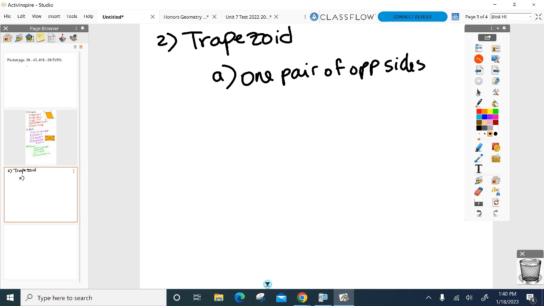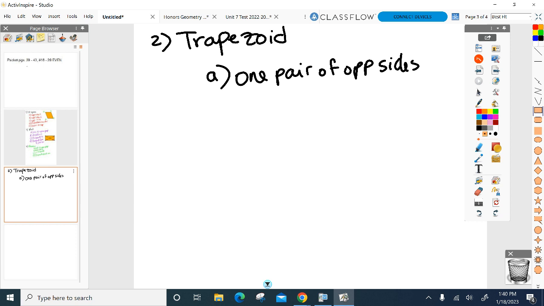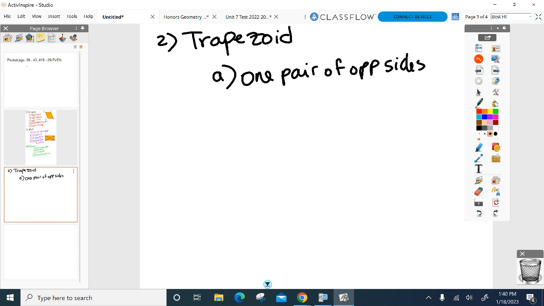Whoa, whoa. Can we have a vocabulary term for that one pair of parallel sides? Bases. Those are called the bases. And that's it. Done. We don't see much with the trapezoid. Why? Because it only has one property. We see more with the souped up version. Version 2.0, and that's the, oh yeah, isosceles trapezoid.